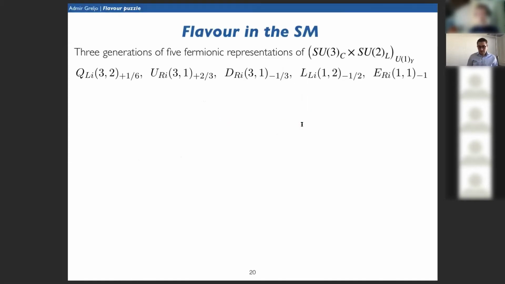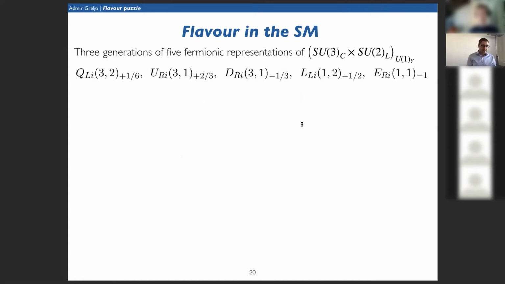Okay. So let me go through the standard model and try to explain flavor in the standard model. This is going to be a little bit technical, but if you have any questions, please interrupt at any point.